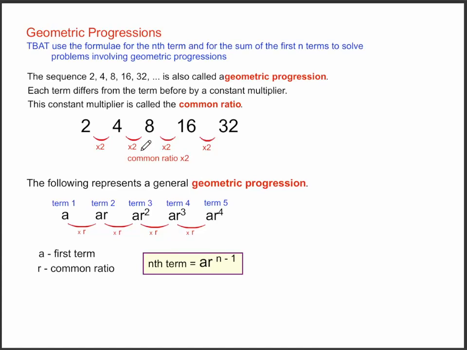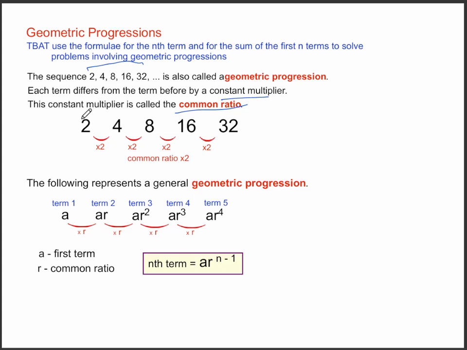Next up, we have geometric progressions. And like arithmetic progressions, it's a sequence of numbers. But this time, instead of differing by a constant number where you add it, it is differing by a constant multiplier. And that multiplier is called the common ratio.